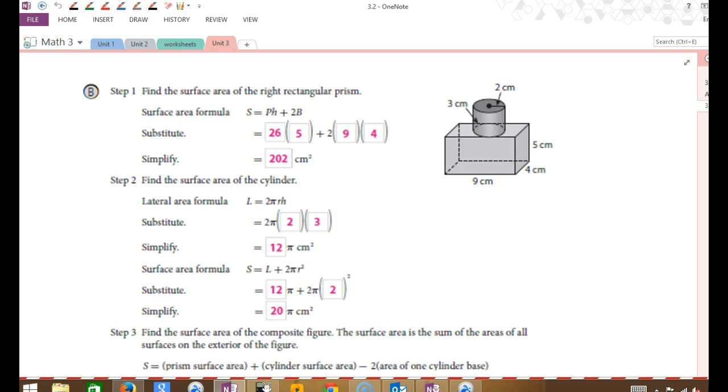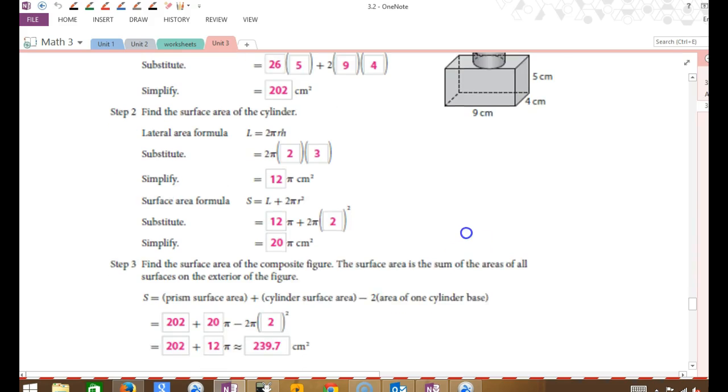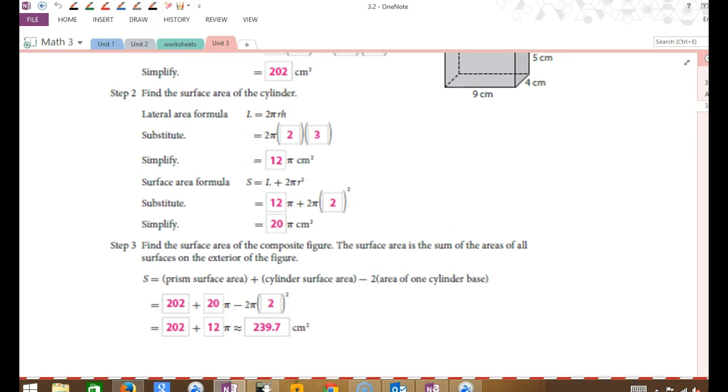That's exactly what they do in this problem. They find the surface area of the rectangular prism, they find the surface area of the whole cylinder, and they still subtract out 2 of the bases. So even though it's an entirely different shape, the surface area is exactly the same as that last picture. What's up, Dante? That makes sense?